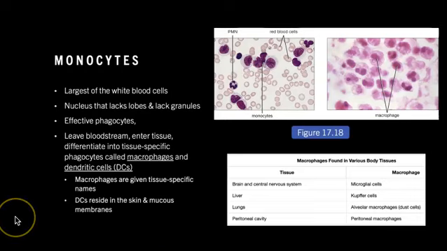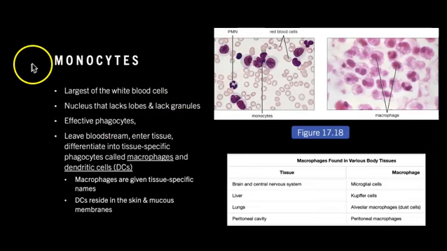Now let's talk about the monocytes a bit more. They're the largest of our white blood cells, and they have a nucleus that lacks lobes. You can see an example of some of these in here. Just like our neutrophils, they are effective phagocytes, although they come into play at a different time point during the inflammation process.